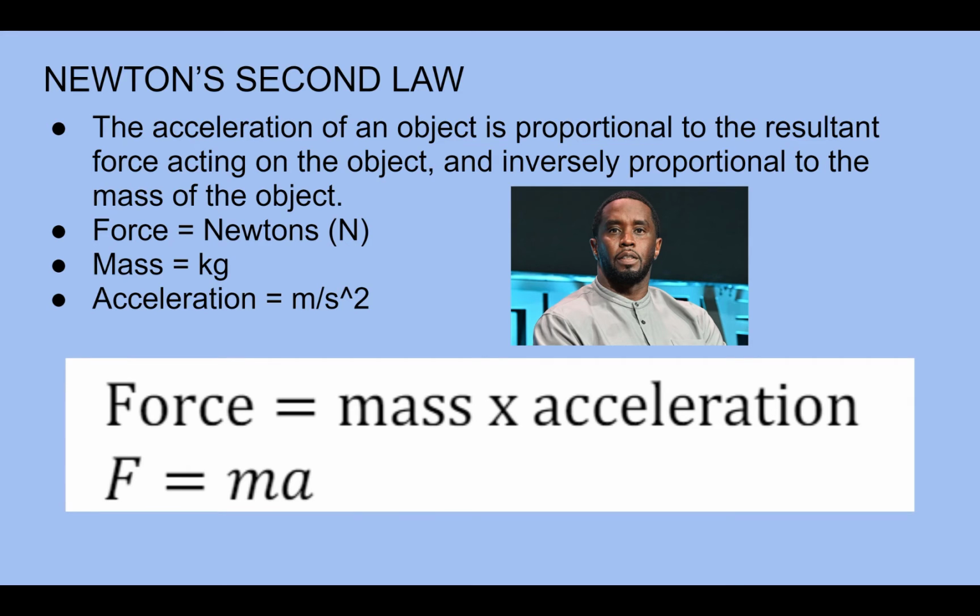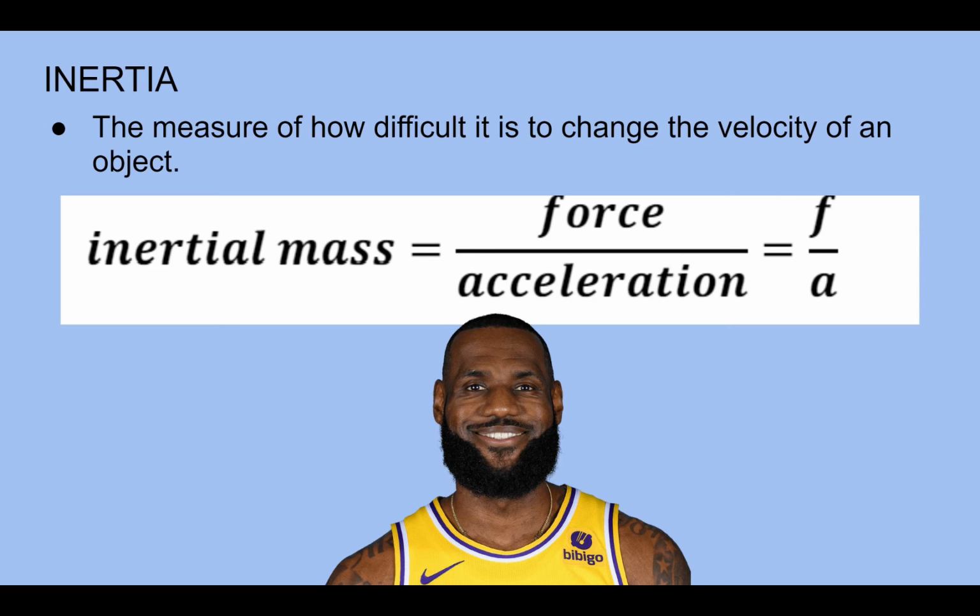The acceleration of an object is proportional to the resultant force acting on the object and inversely proportional to the mass of the object. The unit for force is newtons, the mass unit is kilograms, and the acceleration unit is meters per second squared. So force equals mass times acceleration, or F equals ma. This will once again be on our equation sheet, but it's good to know. Inertia is the measure of how difficult it is to change the velocity of an object. Inertial mass equals force over acceleration.